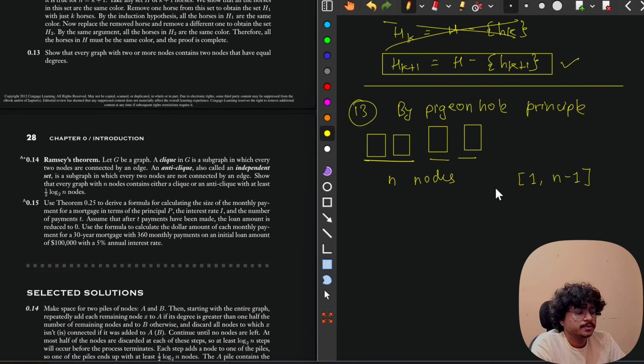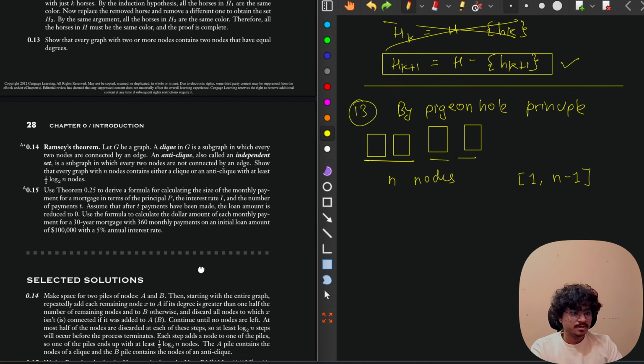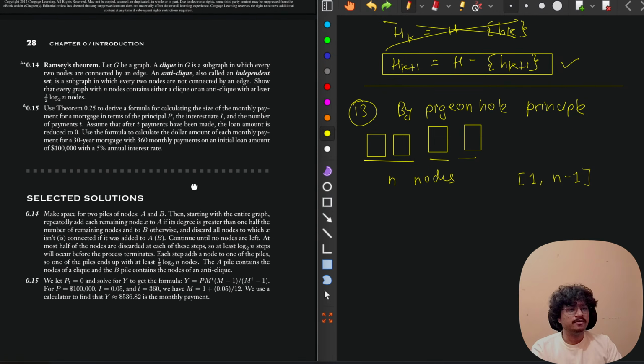So the other node just cannot have 0 degree, because both cannot coexist. That means some other node must have some degree within this range. And if it has a degree within this range, then of course two nodes have the same degree. Oh, beautiful, very beautiful.